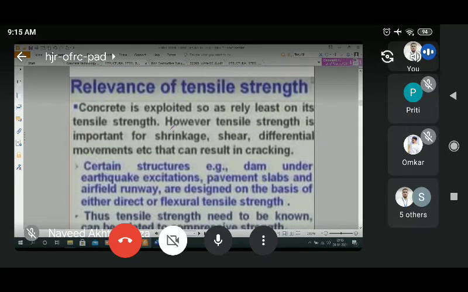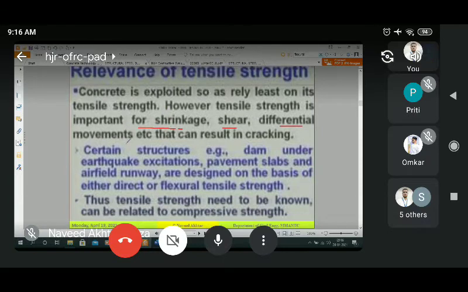Why we need to know the tensile strength of concrete? The concrete is exploited so as to rely least on its tensile strength. However, tensile strength is important for shrinkage, shear, differential moment, etc. that can result in cracking. So generally, where there is tension on the surface, the cracks are developed. To know those shrinkage, shear and differential moment cracks, the tensile strength of concrete is very important.